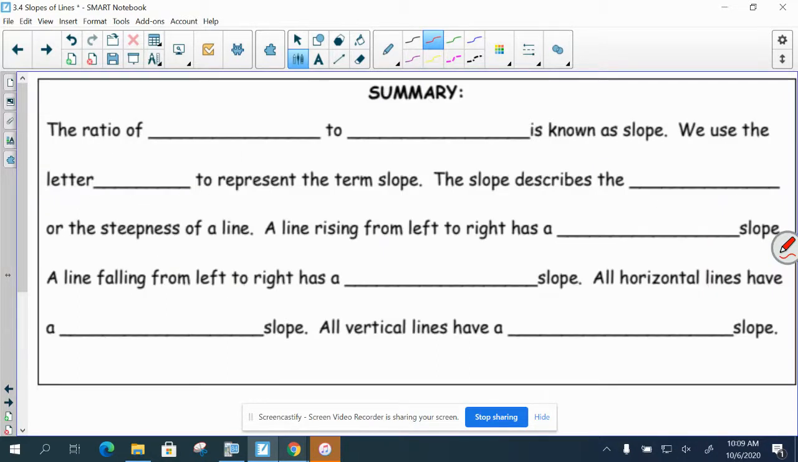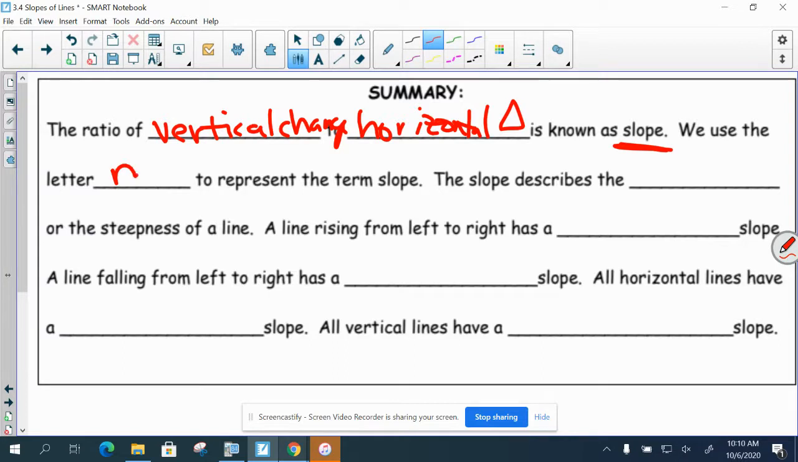So here's a summary. The ratio of vertical change to horizontal change, and this is a symbol that represents change. It's a triangle. Triangle means change, is known as slope. We use the letter M to represent the term slope. The slope describes the slant.